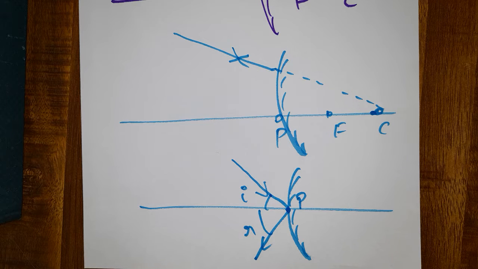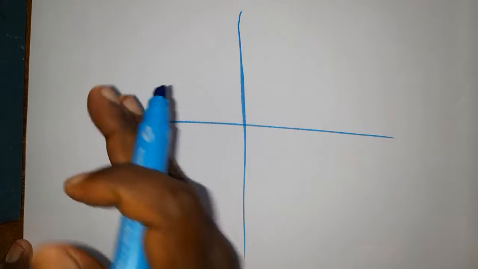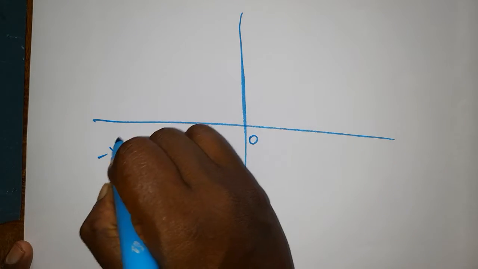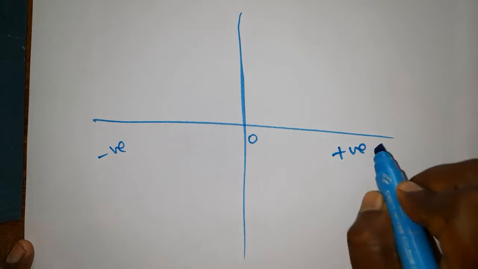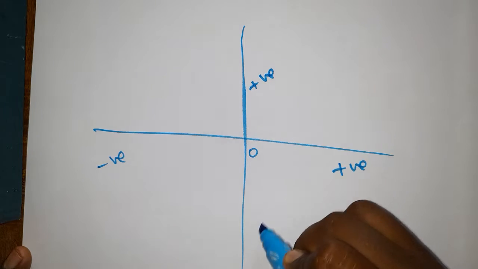Now see image formation, first with the concave mirror, then I will do the convex mirror. First we will do the sign convention. It is a normal graph, what we did in maths class. Left side of the origin is negative, right side of the origin is positive, above the origin is positive, below the origin is negative.